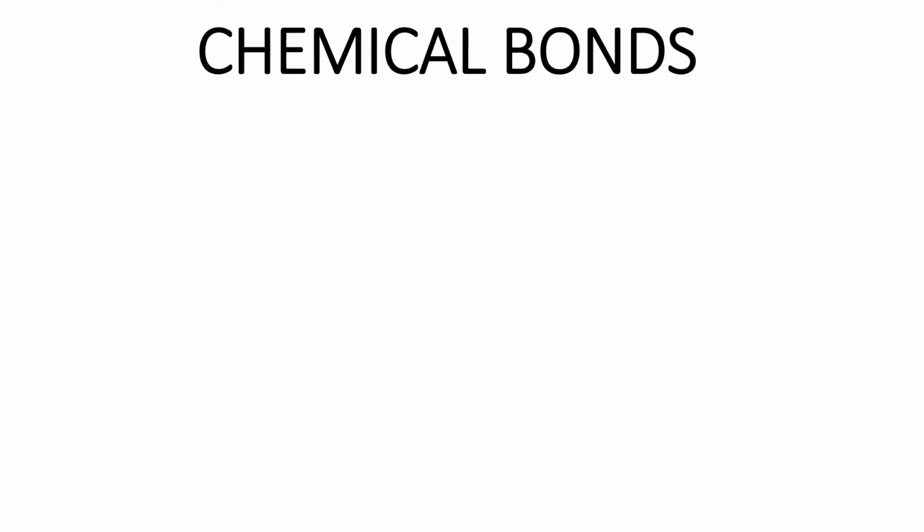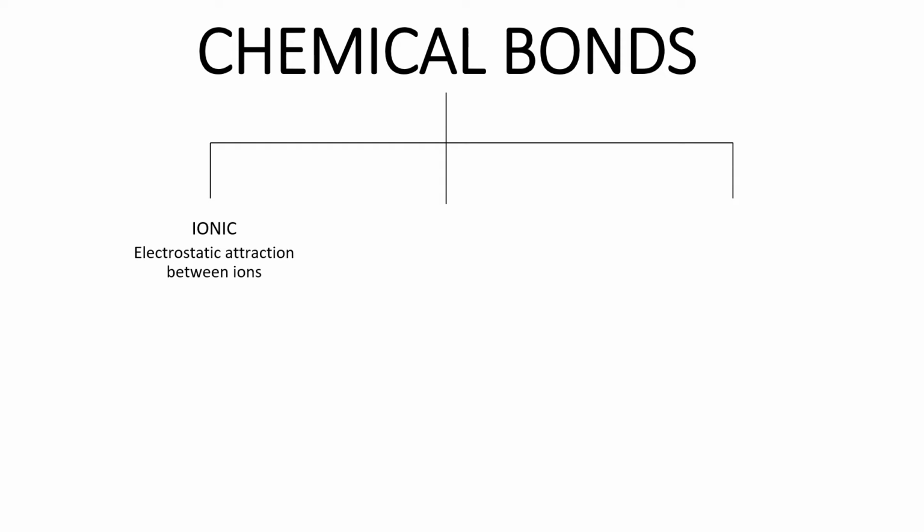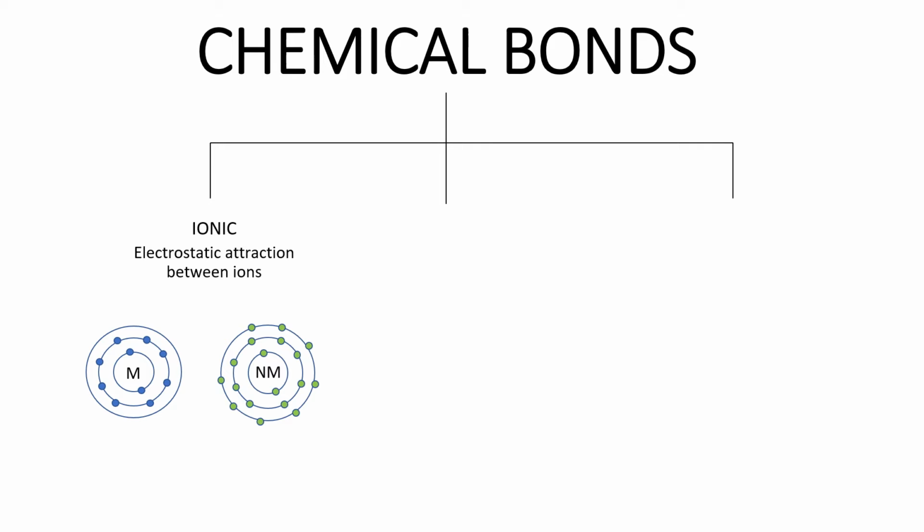Next, let's study chemical bonds. There are three types of chemical bonds. The first one is the ionic bond, where electrostatic attraction between ions exists. Let's consider an example. Think of this as a metallic atom. Normally, metals have a small number of loosely bound electrons, and non-metals, as you know, are on the rightmost side of the periodic table, which means their number of valence electrons is high.